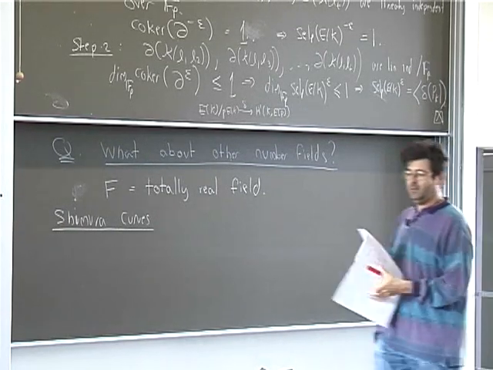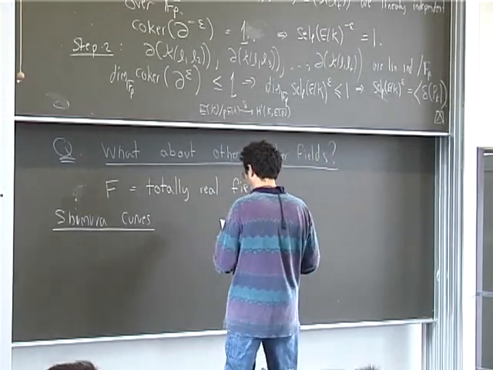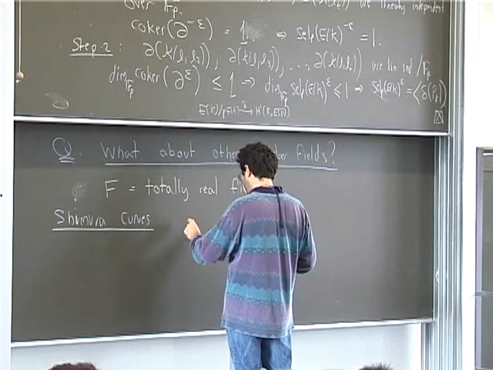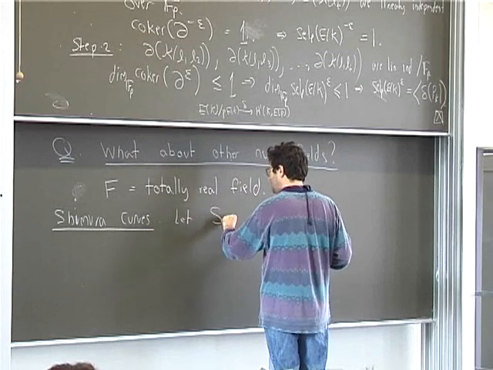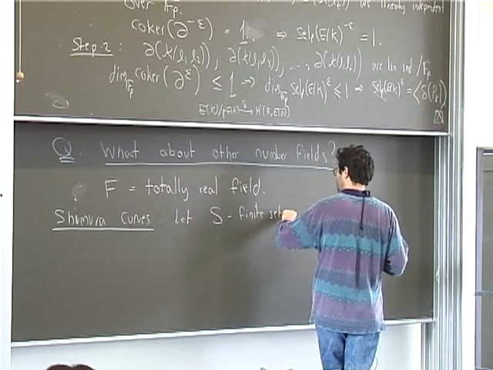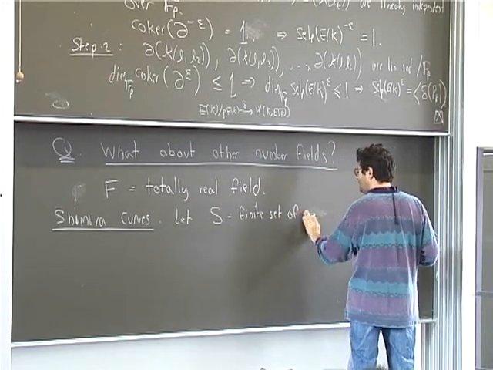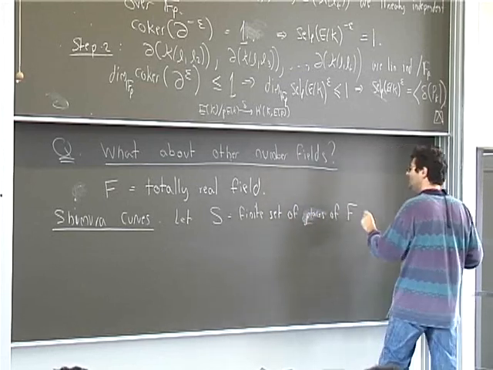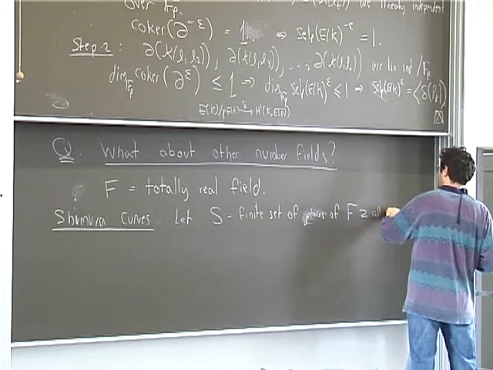So, okay. What is that? Well, so Shimura curves. I'm going to give you a very brief description of Shimura curves. So I'm going to give myself a set S. Again, so let S be a finite set of places of F, or completions, which contains all the Archimedean places.